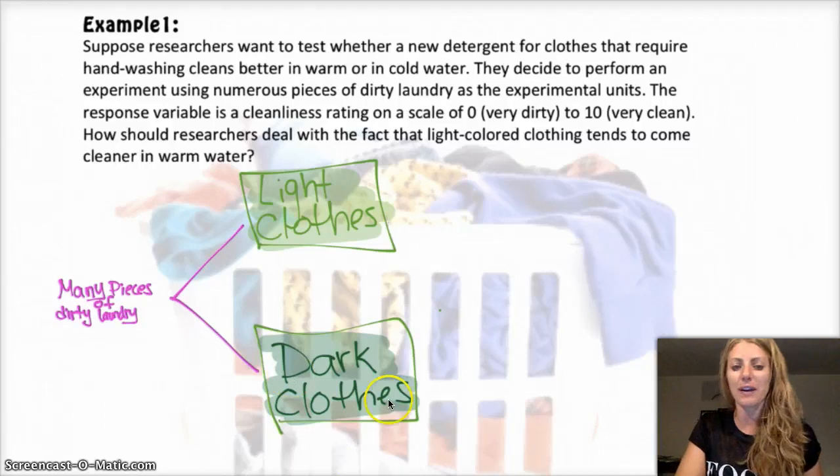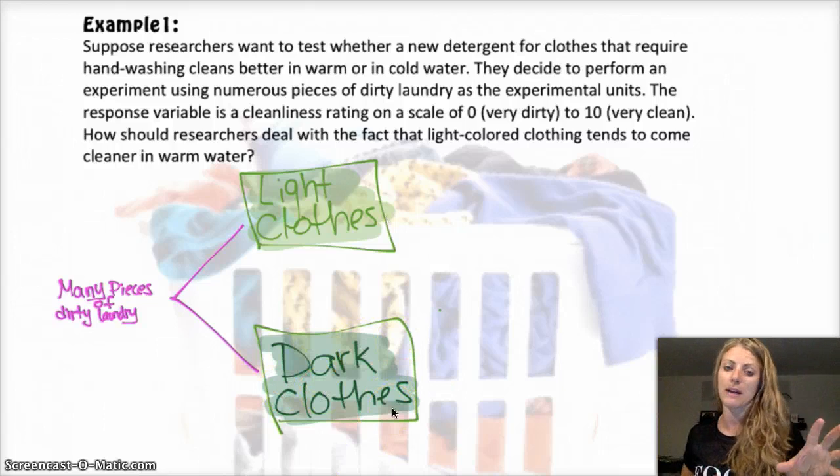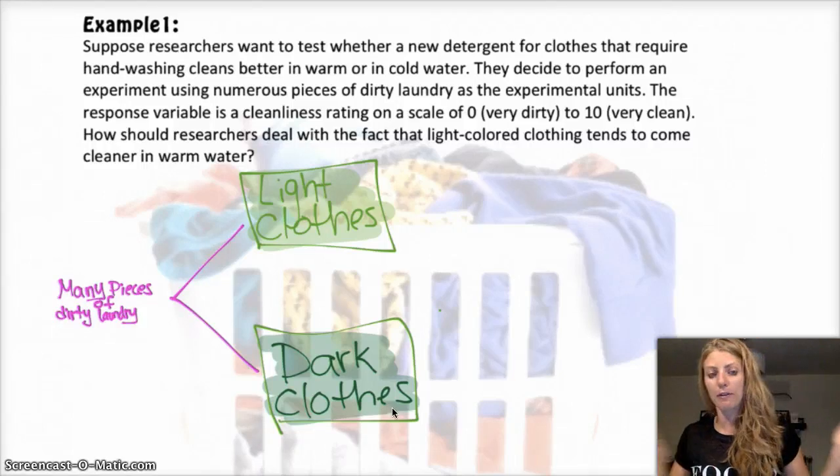And then you do the same thing with the dark clothes, is you randomly assign, right? Here's where the random assignment comes in. Randomly assign half of them to warm water and half of them to cold water, and then compare the results at the end.